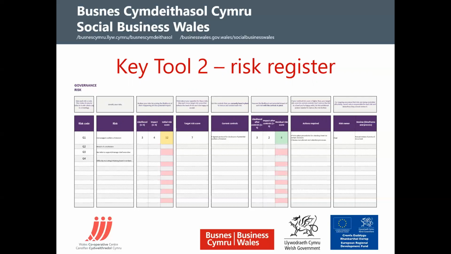And then you would list the controls you currently have in place to reduce and control each risk. And at that point, you would rescore the likelihood and potential impact of each risk with those controls in place. That would give you a residual risk score. And at that point, you would state any actions required with a time frame and a process for these actions to be implemented. The risk register is a very good tool in order to assess, control, and reassess any risks that you have within your social business. And we would advise you to use a risk register as an assessment tool.